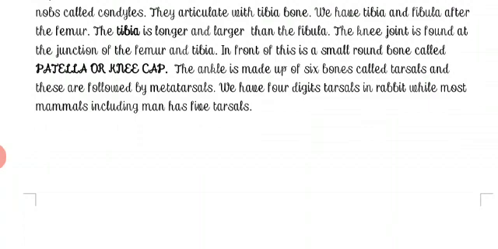Having talked about this, we talk about the ankle, which is made up of 6 bones called tarsals. And under the tarsals, we have the phalanges, that is metatarsals. We have 4-digit tarsals in rabbit, while most mammals, including man, have 5 tarsals.